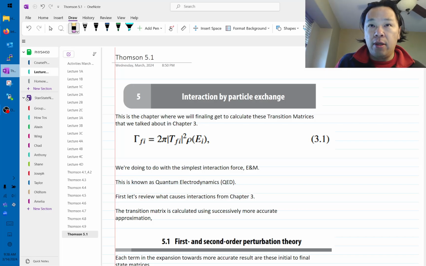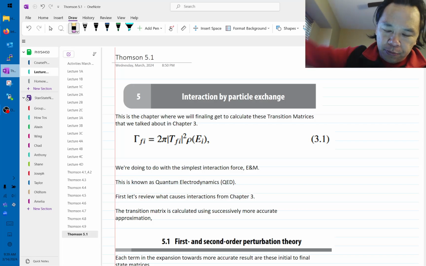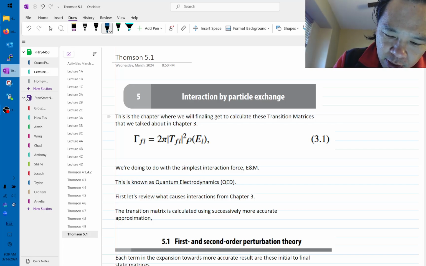how we can actually utilize what we learned last chapter in chapter 4 from the Dirac equation, right, which turns everything into these 4x4 matrices, and then the states are actually spinors. And what we are going to do is translate that into these transition matrices that we learned from chapter 3.